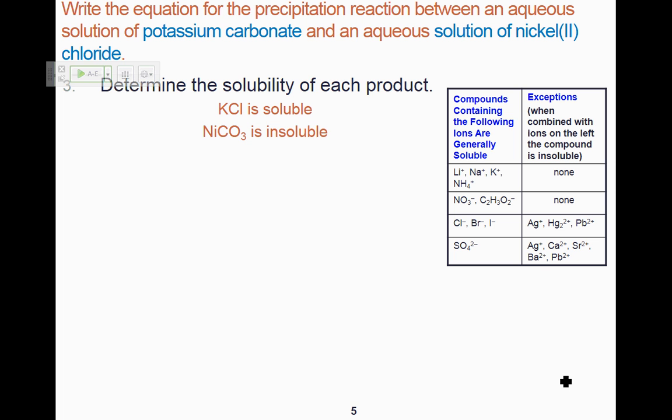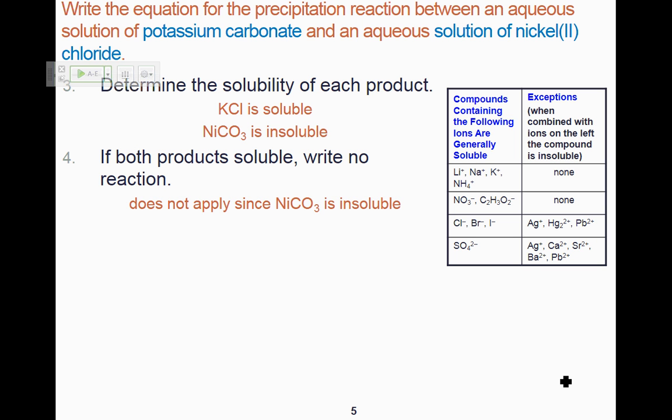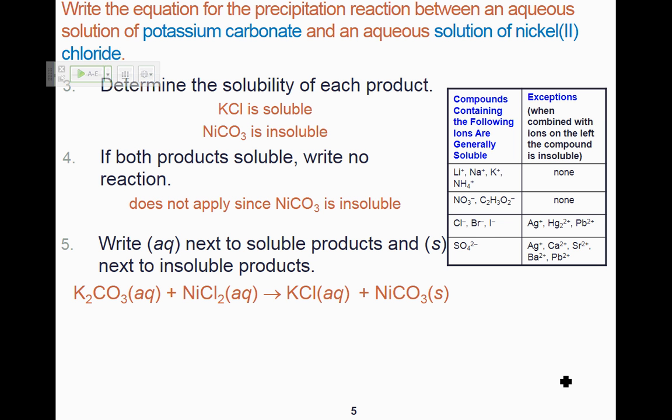KCl, we have potassium. It doesn't have any exceptions, it's soluble with everything, so it's soluble. But NiCO3 is going to be insoluble based on our solubility rules. So therefore, we will form a product. So since we do form a product, we don't have to worry about writing no reaction.